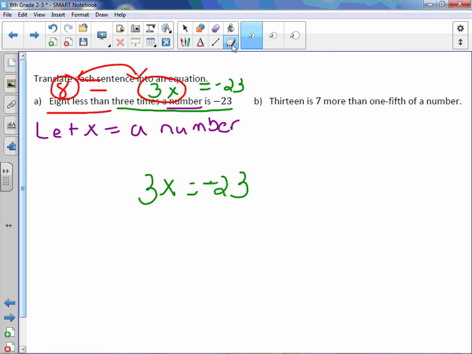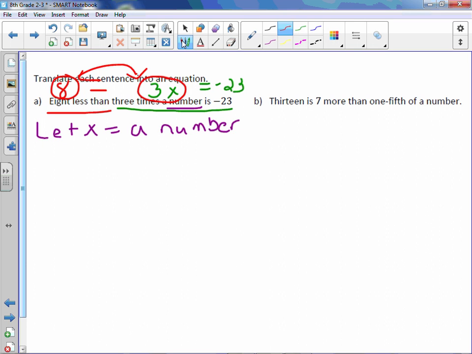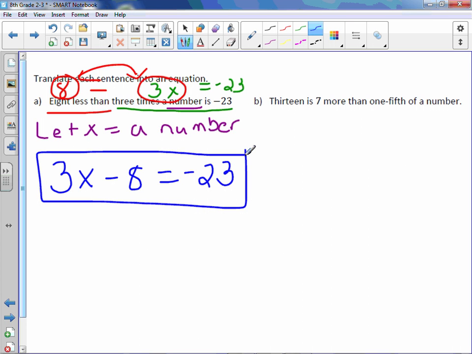If I were to say that you are 15 years less than my age, you wouldn't take 15 minus my age, you would take my age minus 15. So you actually have to flip-flop them. So our final sentence would be 3x minus 8 equals negative 23. It doesn't say to solve it, so we are done.